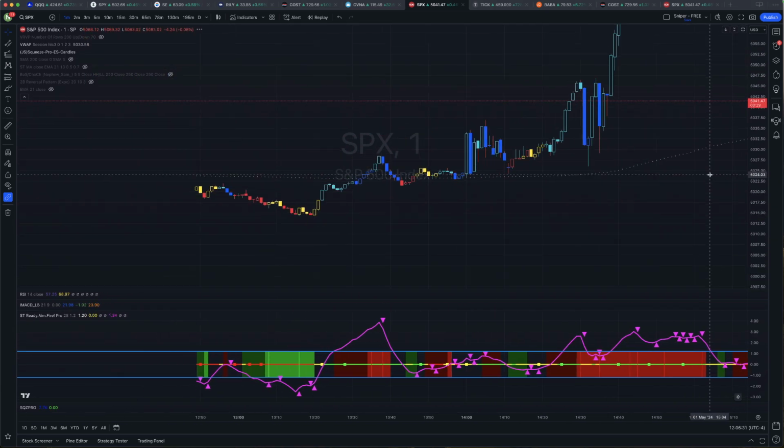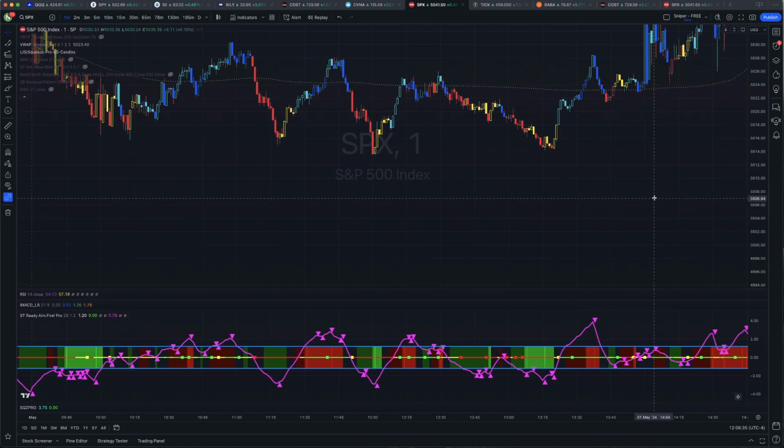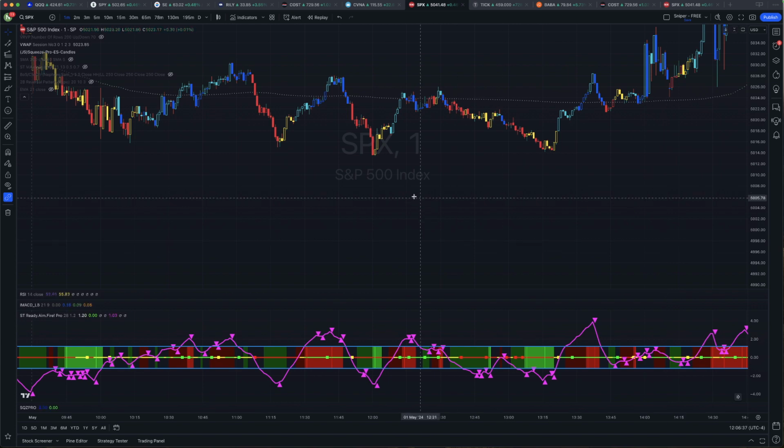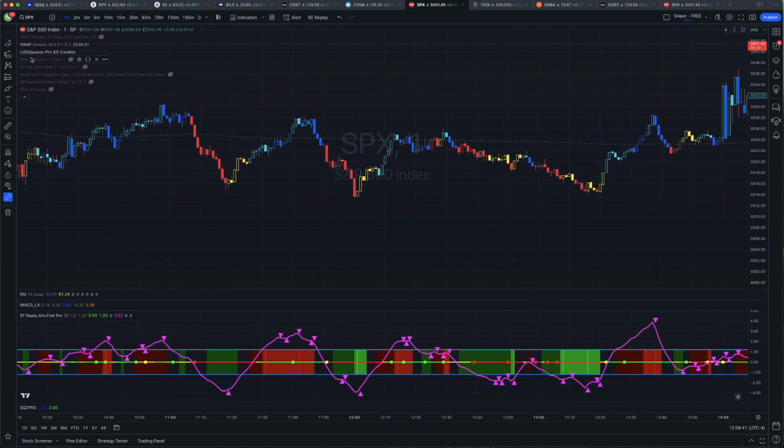There was a good one. Let's see, where were we yesterday? Here we go. On this low here, okay? So yesterday, you see we're coming down. We have red candles, red candles, red candles, red candles. We start to get into this oversold condition, right?